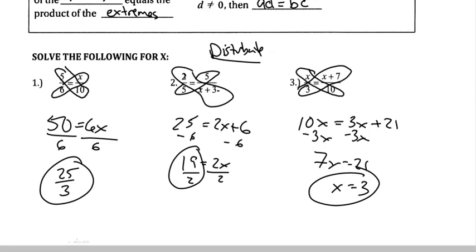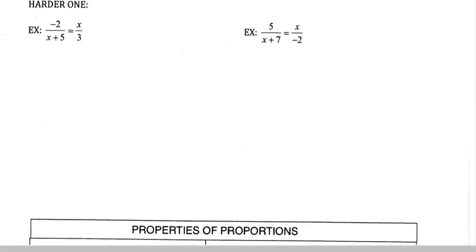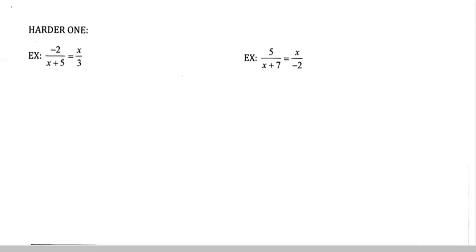Now, there is one last thing here, and we're actually going to skip the properties of proportions. Take a look at this. This brings in the real algebra stuff. So if we go over and cross multiply in here, you would get x times x plus 5 is x squared plus 5x. Negative 2 times 3 equals negative 6.